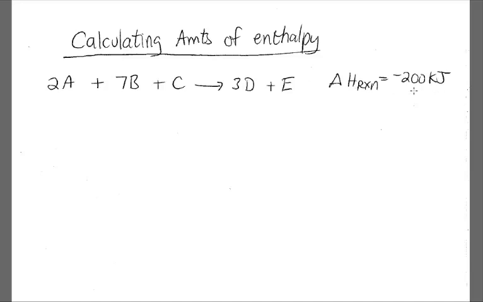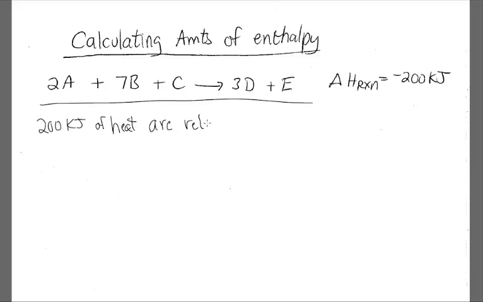This delta H, when it's written with a reaction, applies to this reaction exactly as it's written. In other words, 200 kilojoules of heat are released, and the reason I say released is because it's exothermic. If it was a positive 200, it would be absorbed. 200 kilojoules would be absorbed, but this one's released.